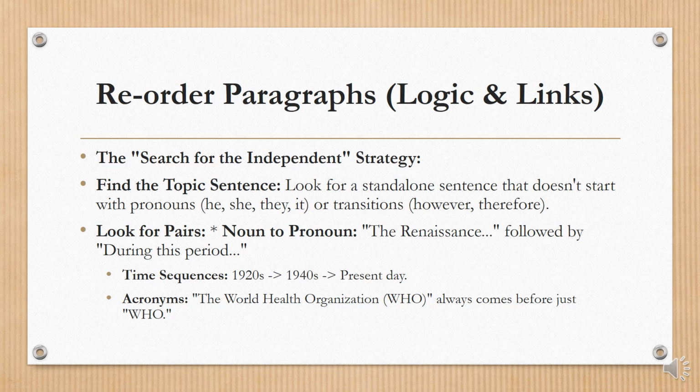And acronyms: if the complete name is written, such as World Health Organization, then ultimately the next mention will be WHO. In the next sentence, you will notice there will be WHO instead of the whole acronym that is written. So these are the few things that I can tell you about the reorder paragraph.